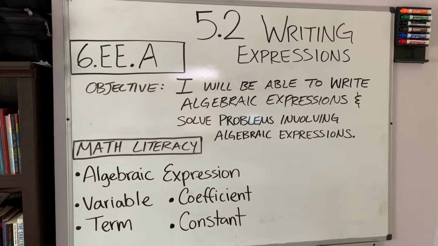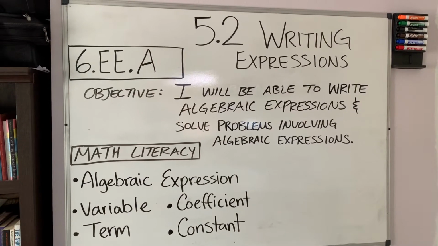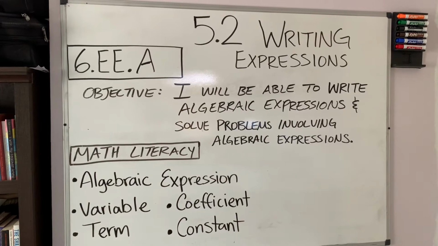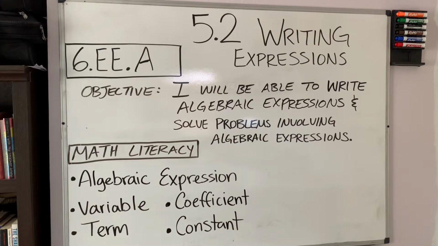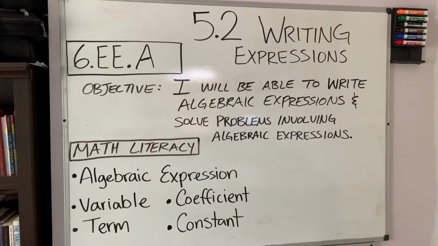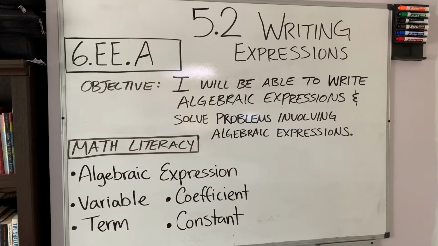Today we're working with 5.2 writing expressions. Our standard is 6th grade evaluating expressions A, and by the end of this lesson we will be able to write algebraic expressions and solve problems involving algebraic expressions. Our mathematical literacy words are algebraic expression, variable, term, coefficient, and constant.